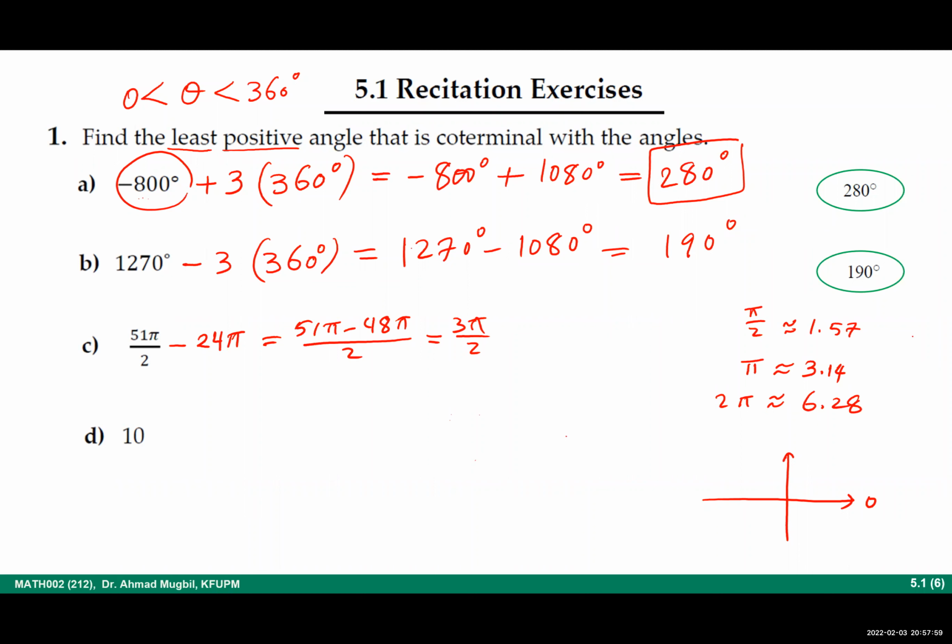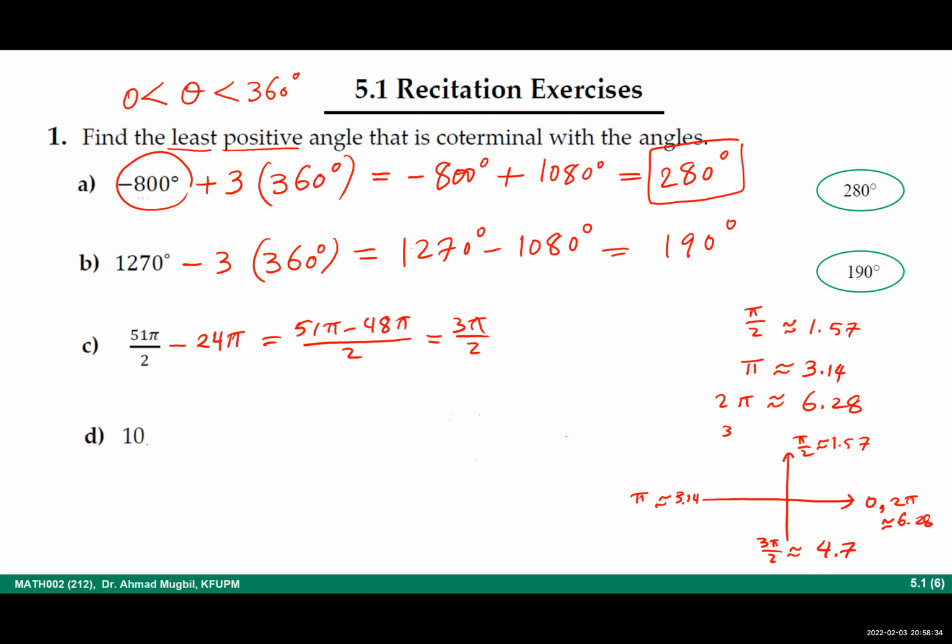1.57. 3/2, this is 0. This is pi/2, which is approximately 1.57. Pi is approximately 3.14. 3/2 pi. These are good approximations to remember. When you multiply pi/2 by 3, you get 3 pi over 2, which is approximately 4.7. And then 0 and 2 pi again, which is approximately 6.28.